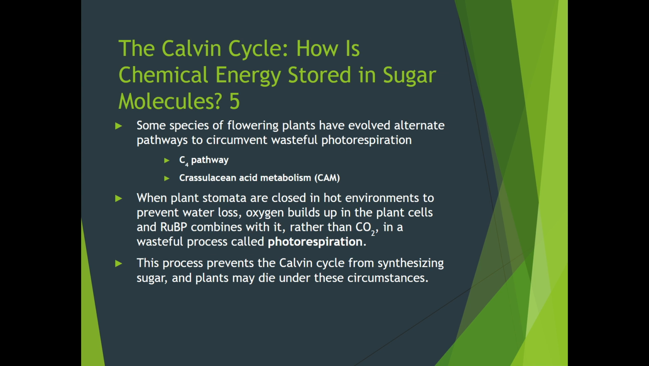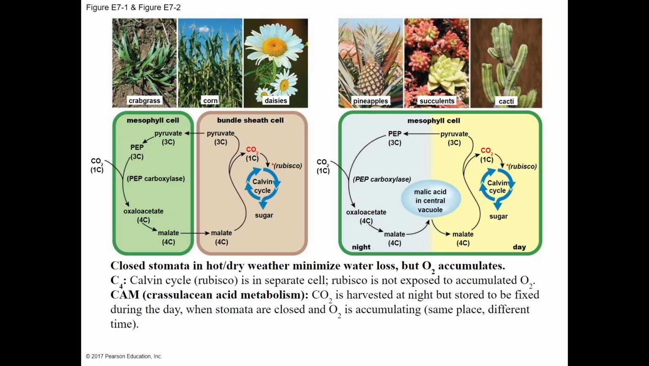So if we can't get rid of oxygen and water, we kind of have this unintended reaction of photorespiration. This process prevents the Calvin cycle from synthesizing sugar because RuBP combined with oxygen instead of CO2, and plants could die under these circumstances, so they needed to evolve alternative pathways. So we have, therefore, the C4 and CAM pathways.